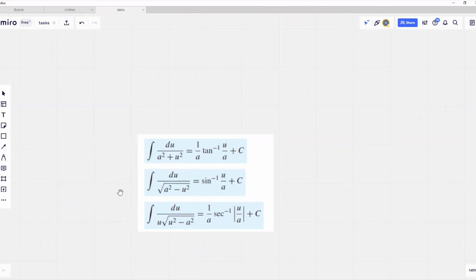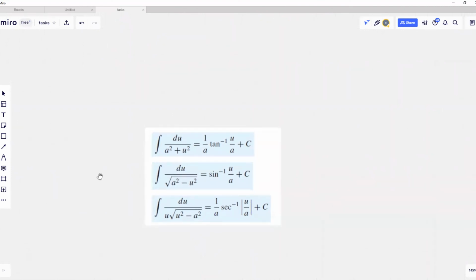In general, the method of u substitution mainly requires practice, and as you can see, it's mainly guesswork. Now this will conclude our video on the method of u substitution.